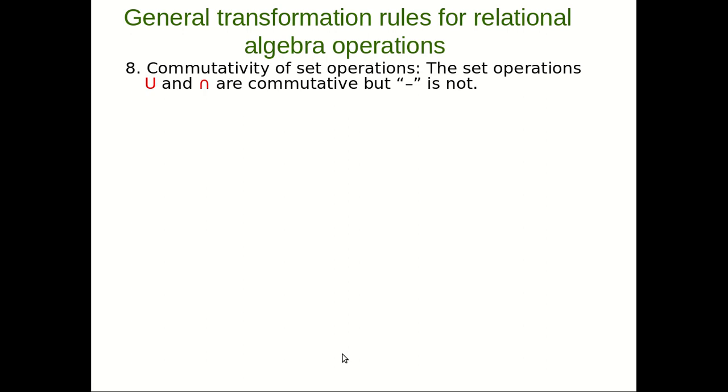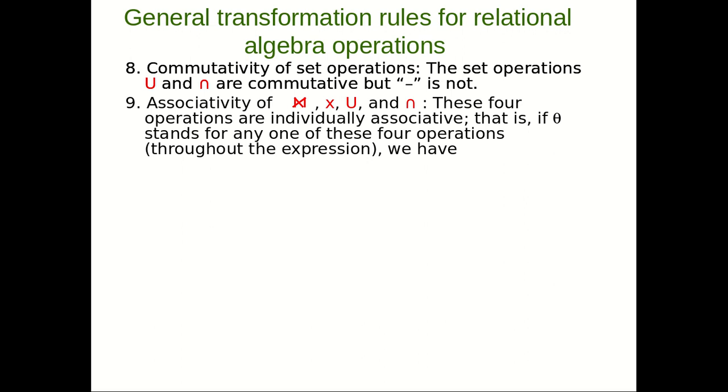Eighth is commutativity of set operations. Set operations union as well as intersection are commutative, but minus, the difference, is not. That is, R intersection S can be written as S intersection R, no problem, but R minus S is not S minus R. That is what it says.